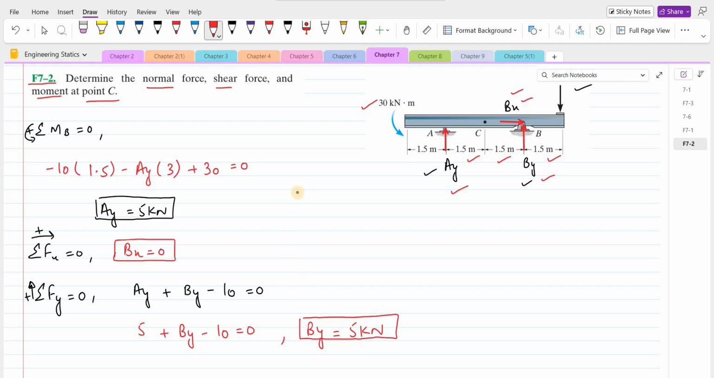Now we have to find the internal forces at the cross section through the point C. So if I make a section right here, we can consider either side of this section. Either we can consider the left hand side or the right hand side. It depends upon you. Both will give you the same answers. I'm going to consider the left hand side of this section. So if I draw it separately, then it would look something like this.